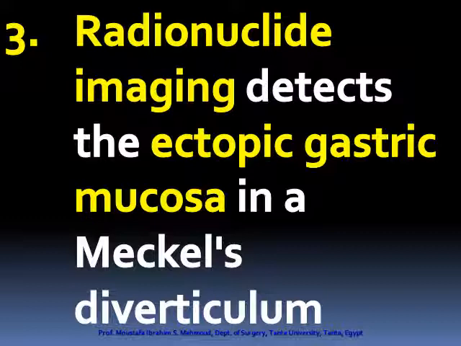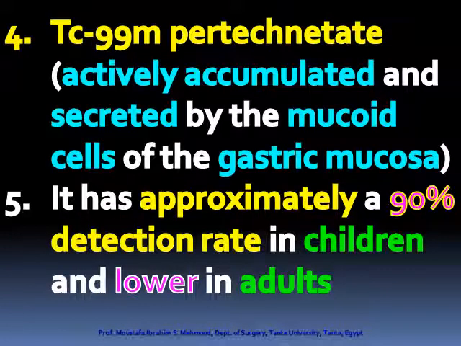Radionuclide imaging detects the ectopic gastric mucosa in a Meckel's diverticulum. Technetium-99 pertechnetate is actively accumulated and secreted by the mucoid cells of the gastric mucosa. It has approximately a 90% detection rate in children and lower in adults.